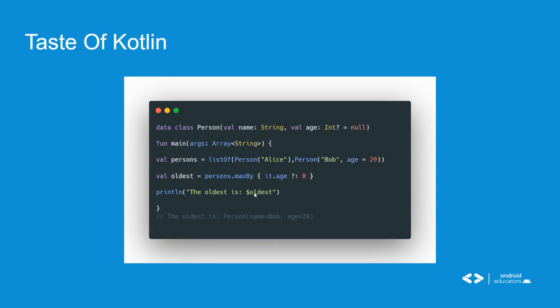And if you see the oldest here, when it prints the oldest, you see the output here: Person name Bob, age 29. There is no need to write a toString method for this class to print the class and its values. It's automatically implemented when you use a data class. That's how you can see the output of this program: oldest is this toString output, which is the class name with the attributes and their values. This is the taste of Kotlin.